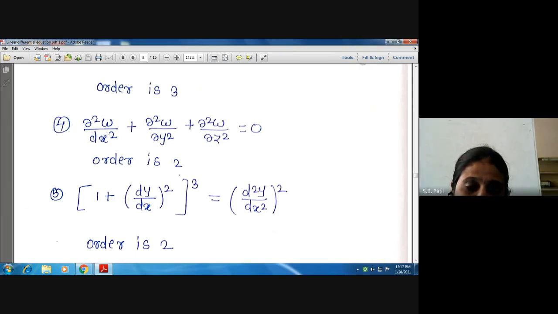Order of differential equation is nothing but the order of the highest derivative. All these three terms are second order derivatives. So the order of this differential equation is 2.